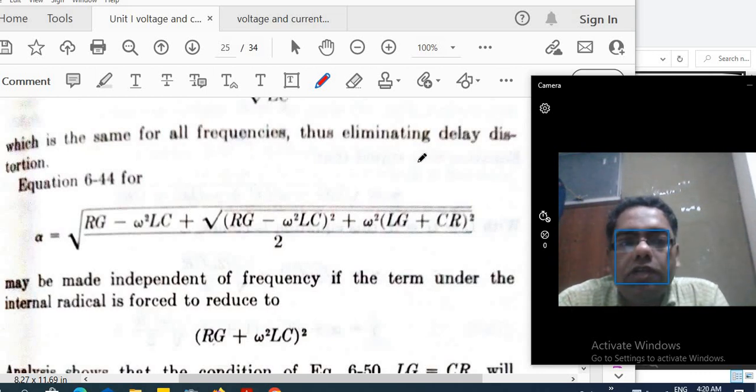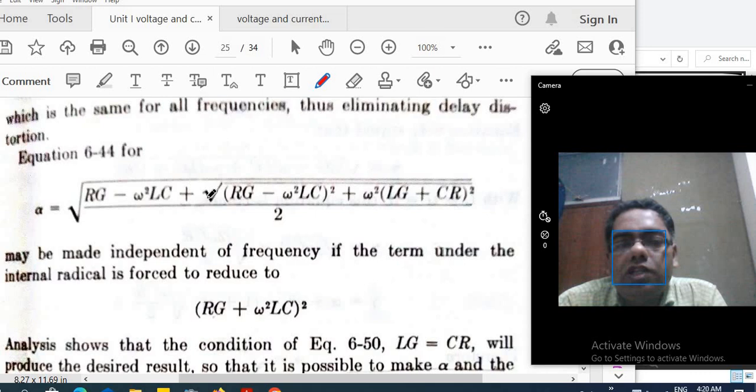Now let us see how to avoid frequency distortion. Frequency distortion means different frequency components are attenuated in a different way, because alpha is a function of frequency. The attenuation constant alpha is a function of frequency.